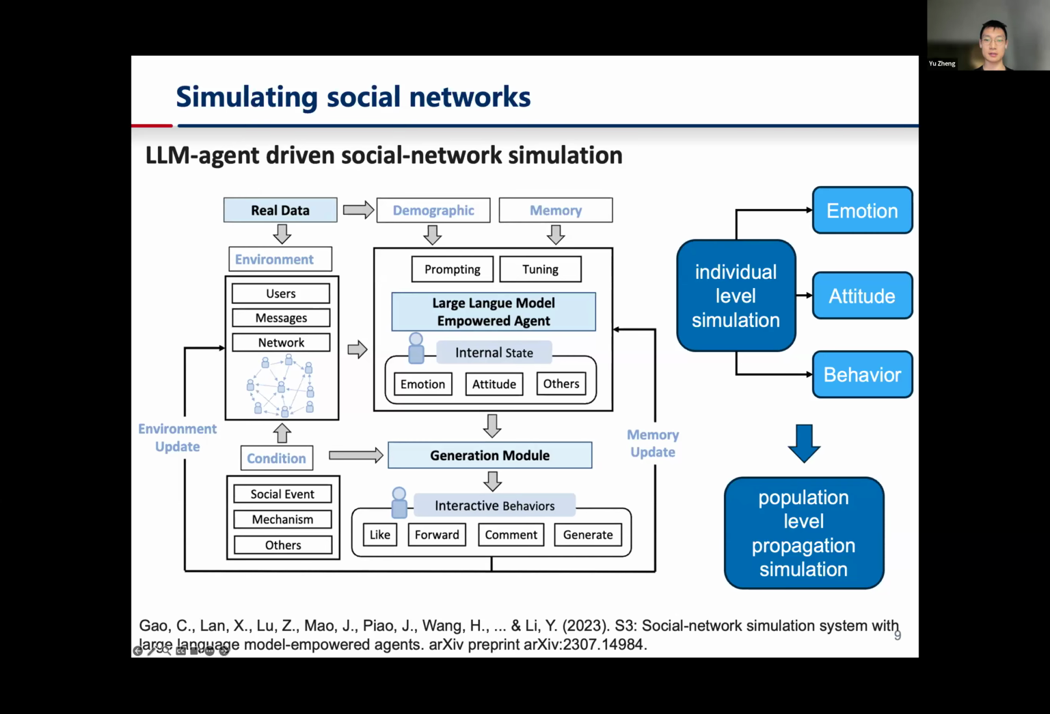At the population level, the system captures the emerging collective behavior that arises from individual actions and internal state changes. This includes simulating the propagation of information, attitudes, and emotions through the network. And by integrating LLM-empowered agents following the agent-based paradigm and leveraging real-world data, S3 provides a powerful tool for researchers and policymakers to gain profound insights into intricate social dynamics, and also facilitates informed decision-making and addresses various societal challenges.